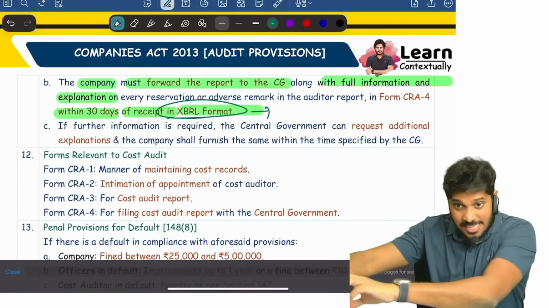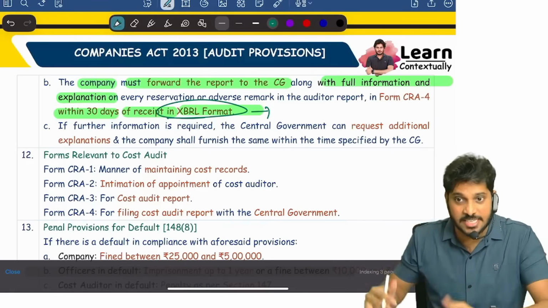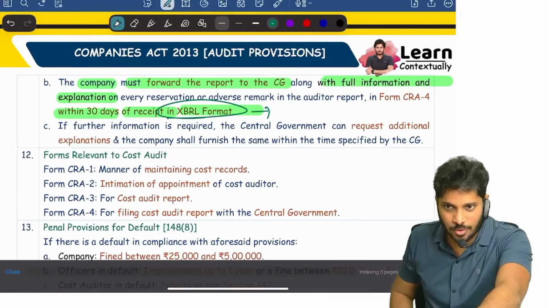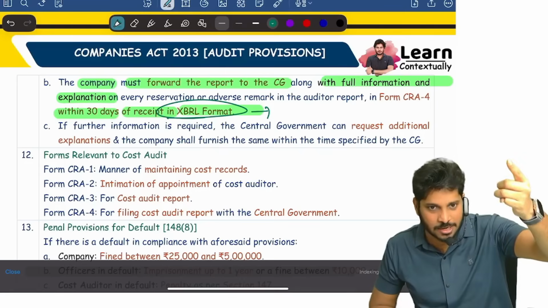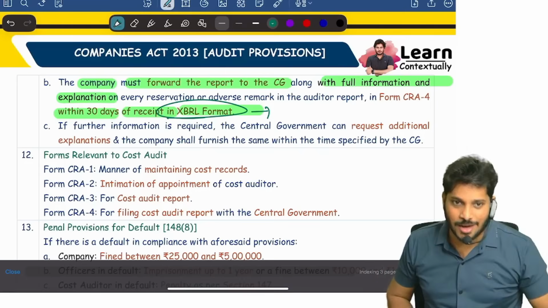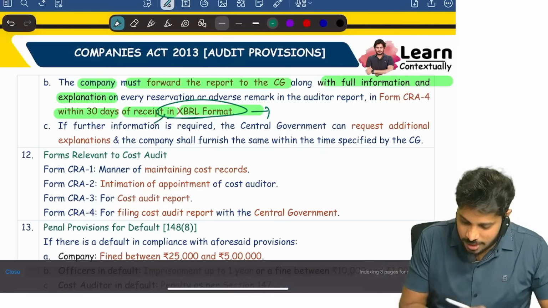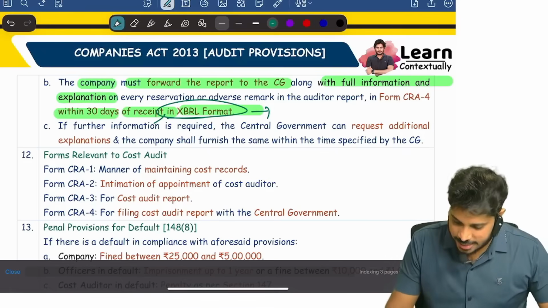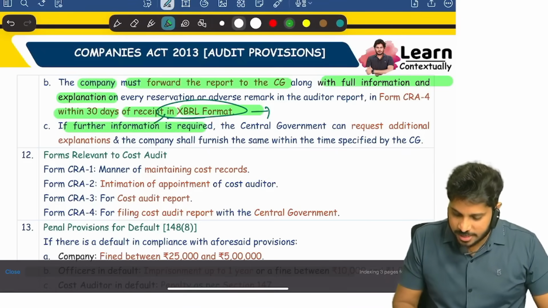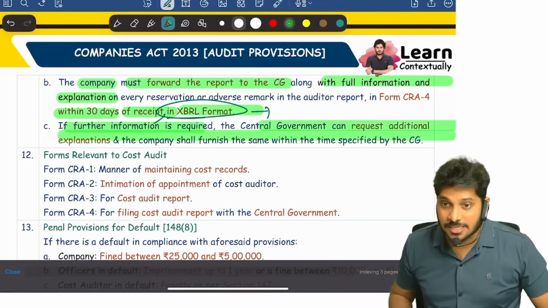Okay, receiving is not in XBRL format. Receiving is in CRA 3 format. And the company has to file it with the central government in XBRL format. Are you clear? Actually, here one comma will make a difference. Okay, next. If further information is required, the government can request it. What are the 4 forms?